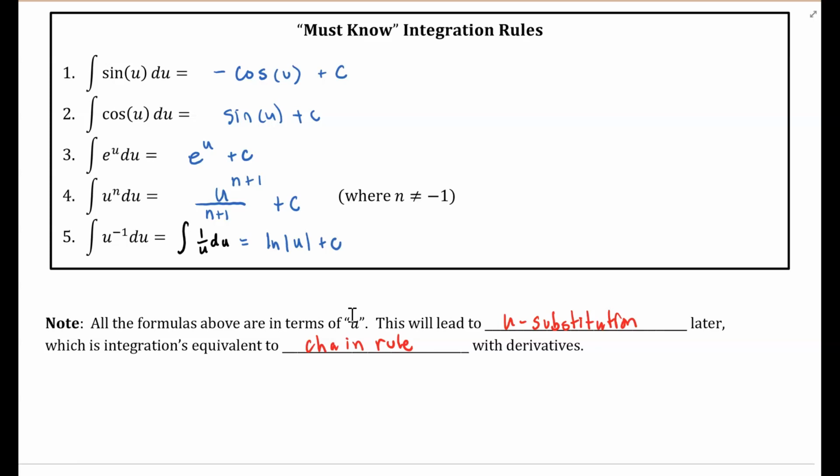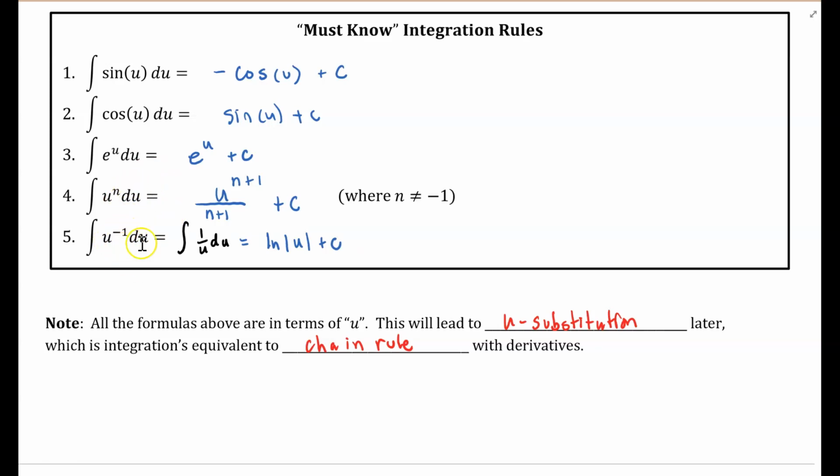Again, here's a reminder of the basic or foundational integration rules that you should know. You should know the integral of sine and cosine, your trig functions, the integral of e to the u, always think Spider-Man. And then we have the power rule, which is kind of your bread and butter, as well as u to the power of -1.